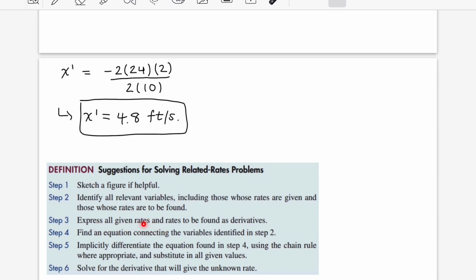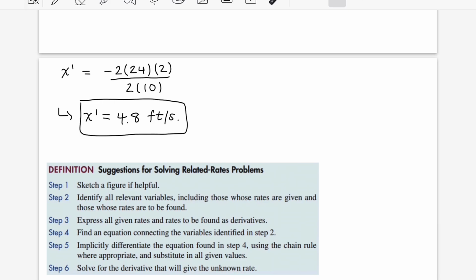Then we're going to express all given rates and the rates that need to be found as derivatives. And step 4 is very important. We need to find an equation which connects the variables identified in step 2. And that's what we did with the Pythagorean theorem in the last example. Then we'll implicitly differentiate the equation that we get for step 4 and substitute all given values and then solve for the rate that we are trying to find, the unknown rate.